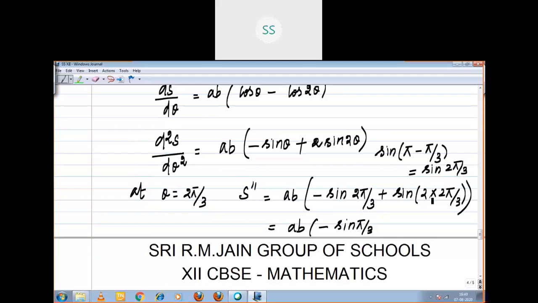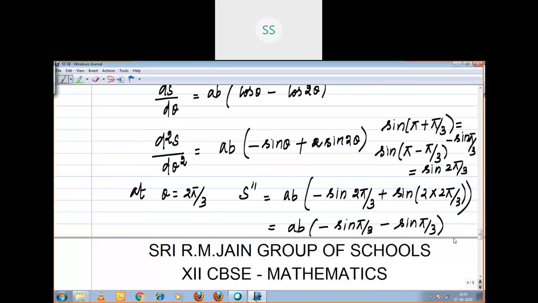Here, 2 into 120 degree is 240 degree. How can you write 240 degree? Pi plus pi by 3. Sine of pi plus pi by 3 is equal to minus sine pi by 3, because it is the third quadrant. Third quadrant is a tan house: except tan and cot, whatever function it enters, it will act as negative. So minus sine pi by 3.